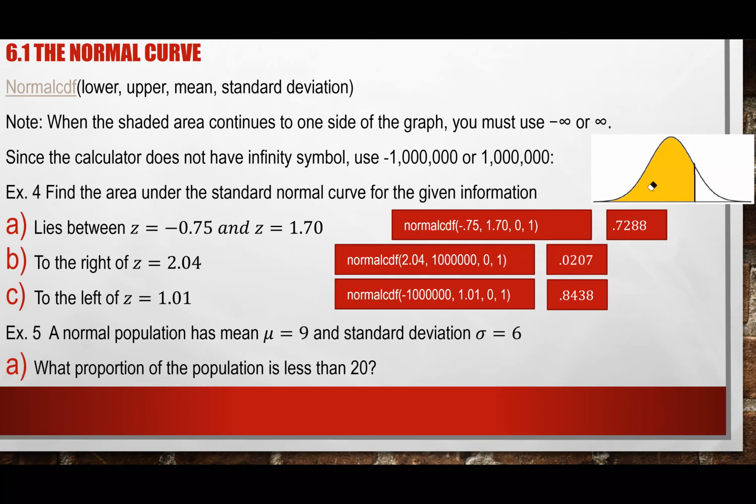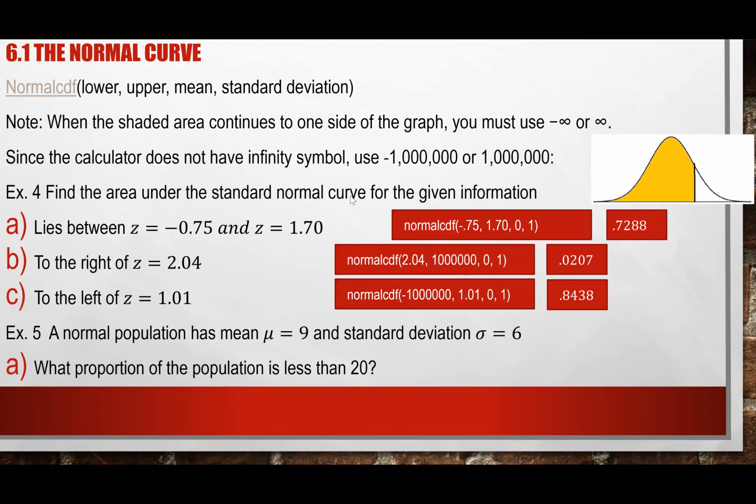Question. Yes. When it says standard normal, that's the only time the mean will equal 0 and the standard deviation will equal 1. But if it just says normal population like that, it can be something different. Yes. Okay. If they say normal population, they will usually give you the mean and the standard deviation.